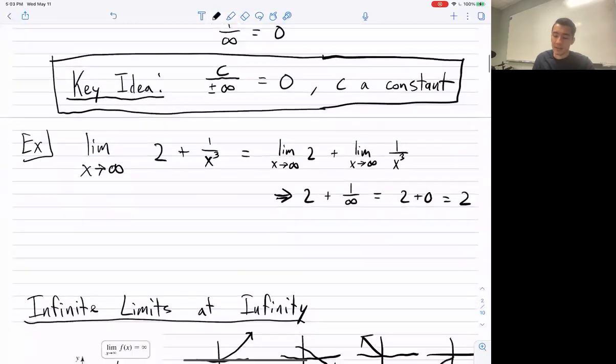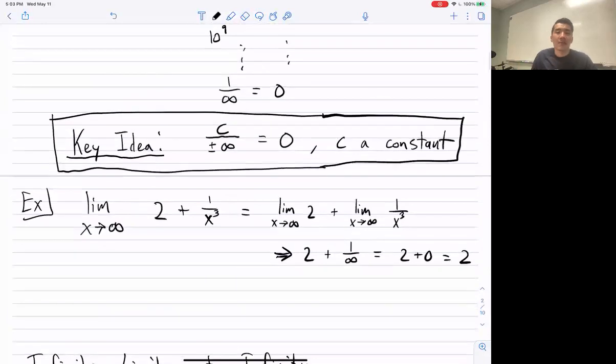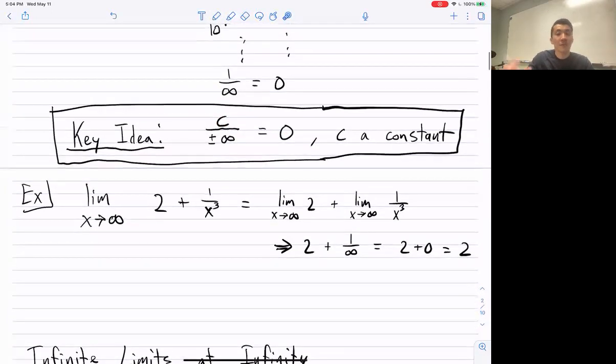So this is what happens when we plug in infinity. The idea of plugging in infinity is really the same, and the algebra is basically the same. The main kicker is that when you plug in infinity and you have a constant on top, it just goes to 0. That's going to be the main thing we use for this first part.